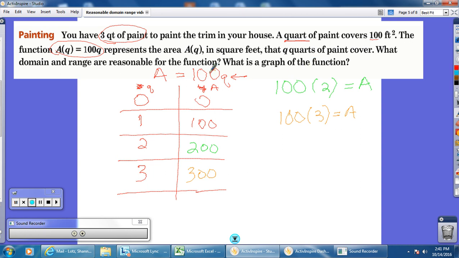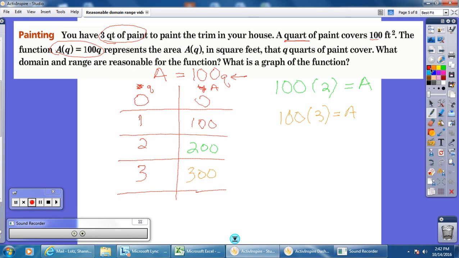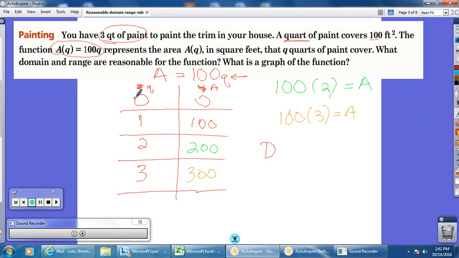So, what is a reasonable domain and range? Okay, well, my domain. A reasonable domain can be anywhere from 0 to 3, correct? Because I don't have to just use 1 quart. I can use half a quart of paint. I can use 0.33 quarts of paint. I can use 0.01 quart of paint if I want to be picky, right? So my domain is going to be, x can be anywhere between 0 and 3, including, because I can do 0 and I can include 3, right?